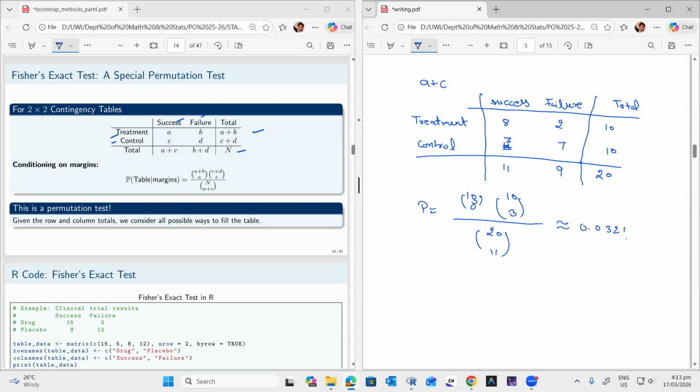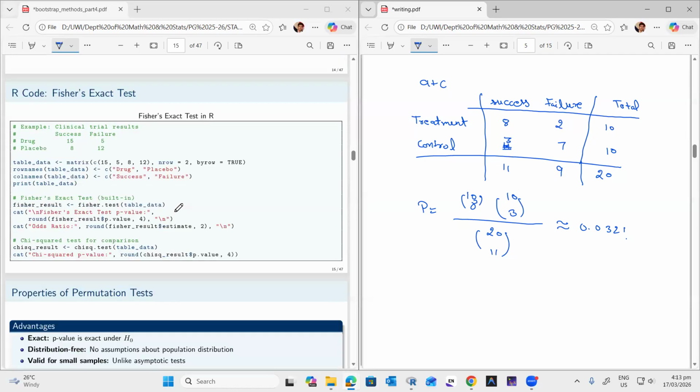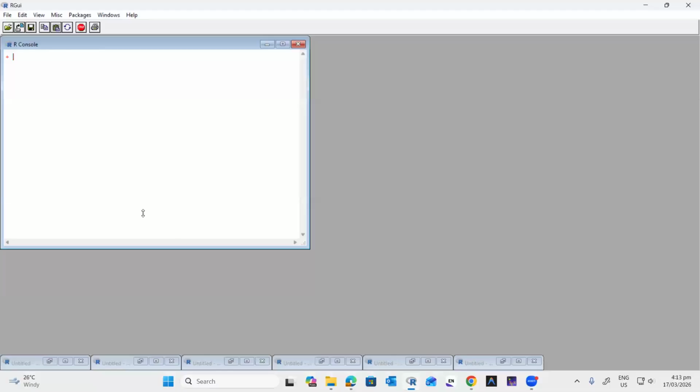For a one-sided test, where the treatment increases the successes, the p-value is the sum of the probabilities of the tables with A greater than or equal to 8. A could be 8, 9, or 10. The probability for 8 is 0.0321, and similarly you can get it for 9 and 10. So this is the Fisher exact test that we use as a replication of the permutation test. We have the R code for this one, so let's discuss the R code here.